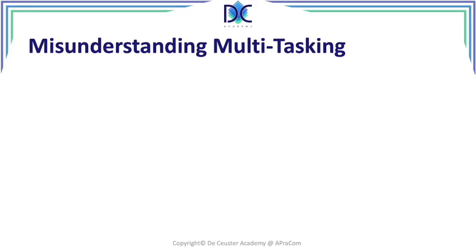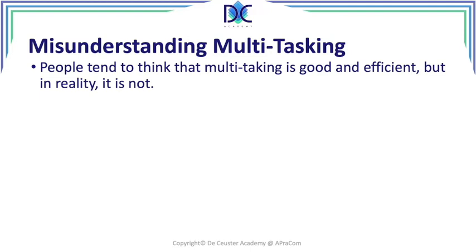So let's have a look at the misunderstanding about multitasking. People tend to think that multitasking is good and efficient, but in reality we see that it's not really true. It creates a kind of busy movement. We are doing a lot of things, and we interpret people being busy as them working efficiently.